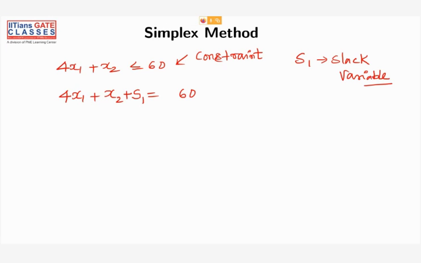So to make a constraint which has an inequality sign into an equality sign, you have to add something onto your right hand or left hand side. If it is less than or equal to, obviously you have to add something onto your left hand side, and that is called your slack variable.